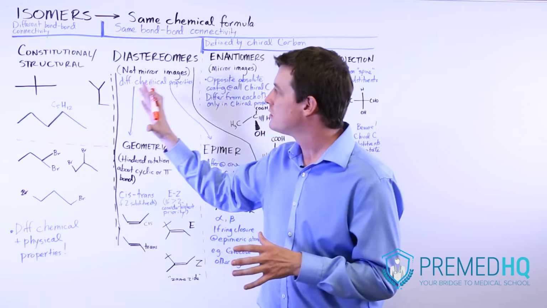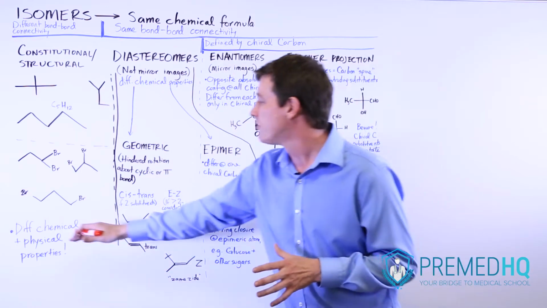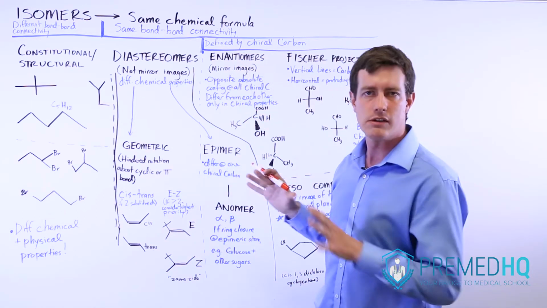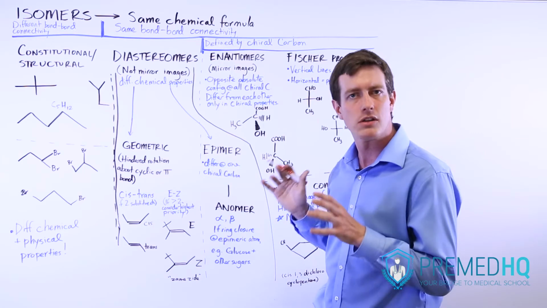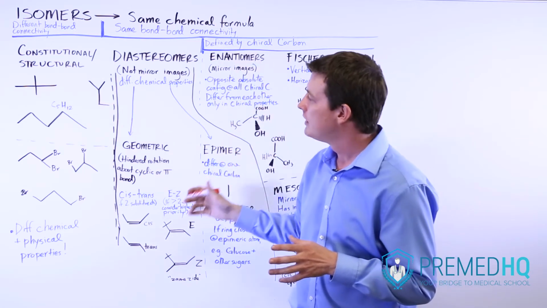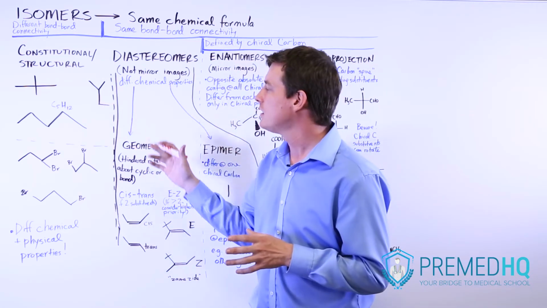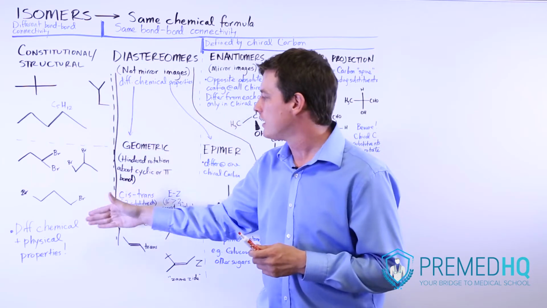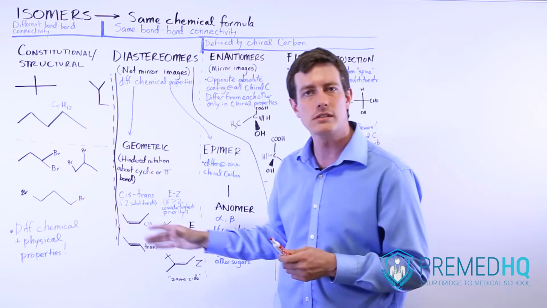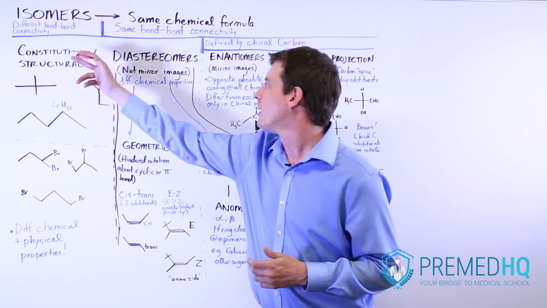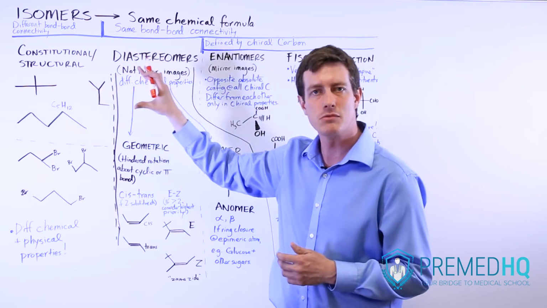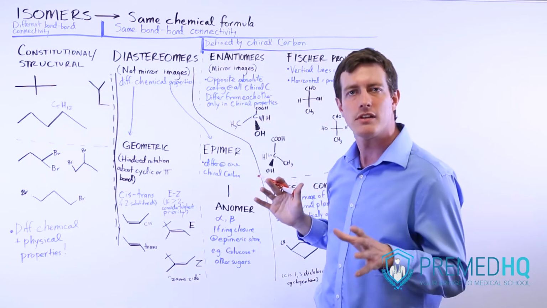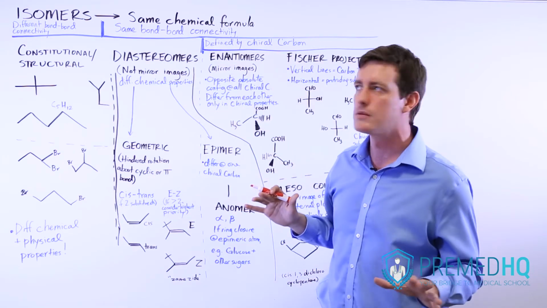Something about constitutional or structural isomers is that they have very different chemical and physical properties, because they are very much different compounds that just happen to share the same chemical formula but nothing else in common. These are the ones that are the most different. Be aware that they can be described as both constitutional and structural. Yes, they are isomers because they have the same chemical formula, but other than that, they are very, very different compounds.